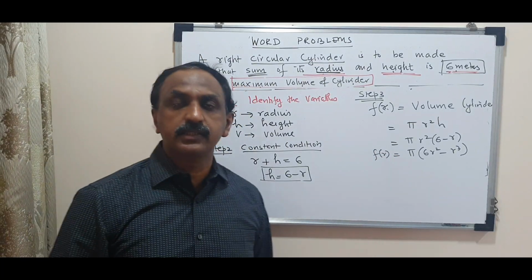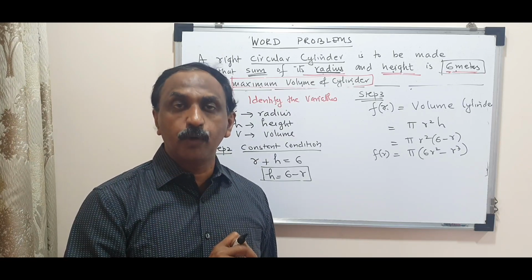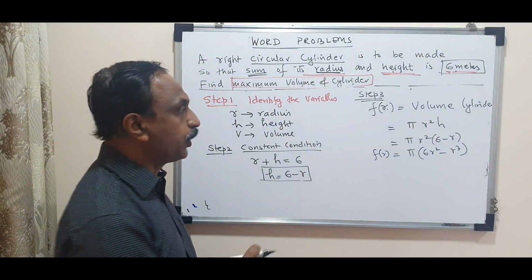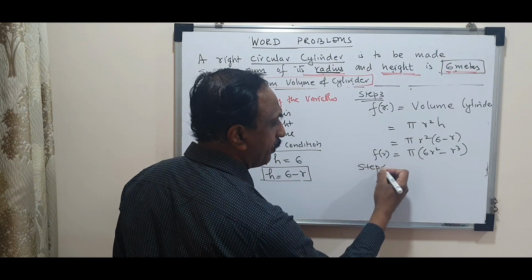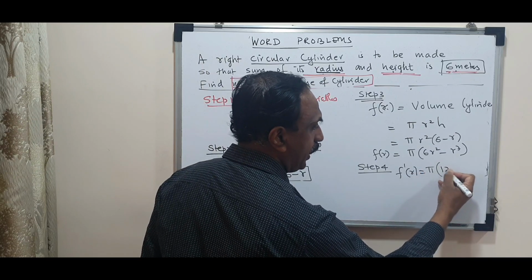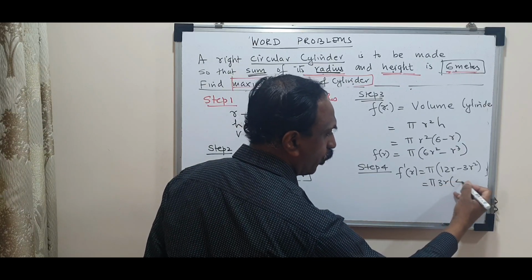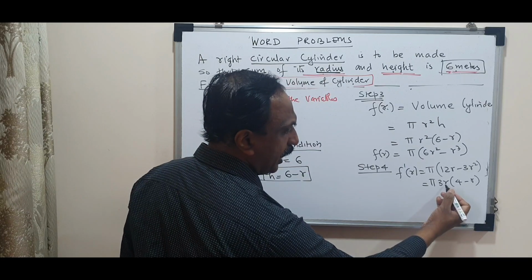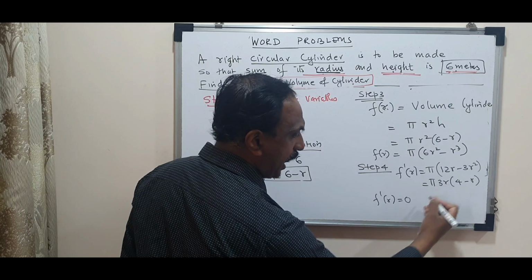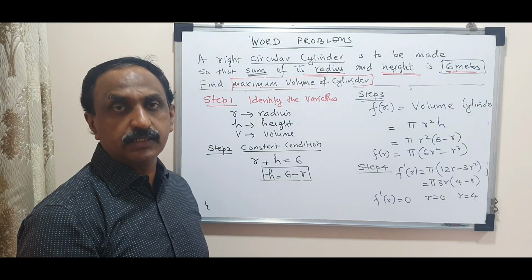Now I need to maximize this. What are the steps for maximization? First, find the derivative, equate to 0 and find the critical points, or the stationary points. So step number 4, I am calculating the stationary points. So f dash of r is pi into 12r minus 3r square. Out of that I am going to take 3r common, so 4 minus r. Because f dash of r is equal to 0, then either r should be 0 or r should be 4. But you know if the radius is 0, that means the cylinder does not have any volume.